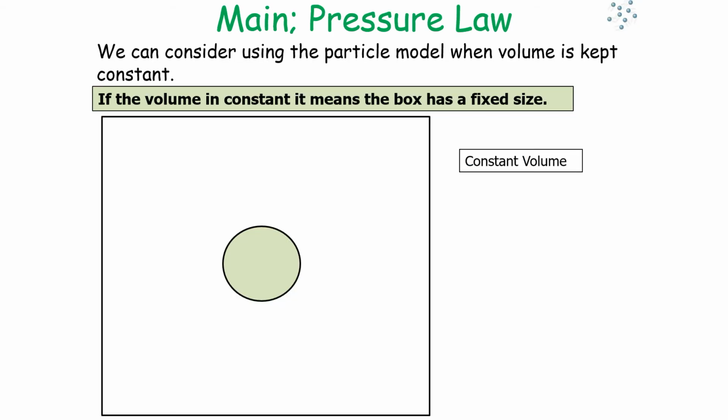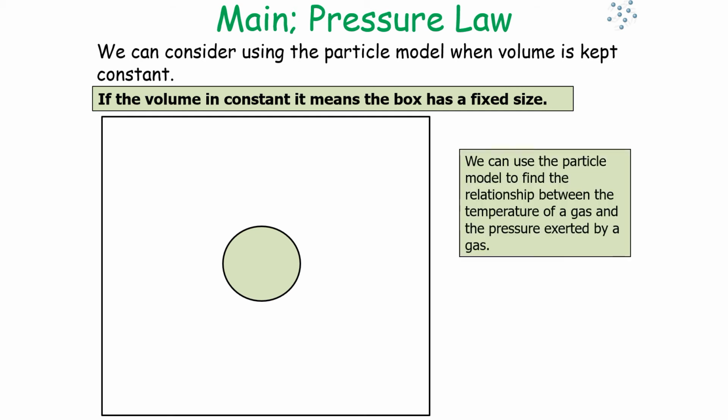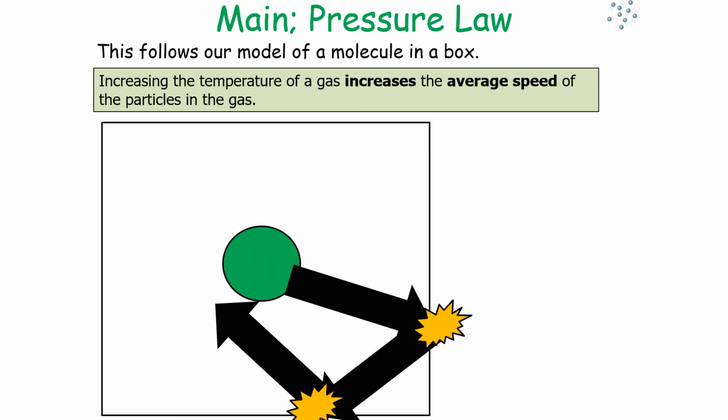Now we can also consider the particle model when the volume is kept constant. Now if the volume is kept constant, it means the box has a fixed size, and we can use the particle model to find the relationship between the temperature of a gas and the pressure exerted by a gas, because increasing the temperature increases the average speed of the particles in the gas.